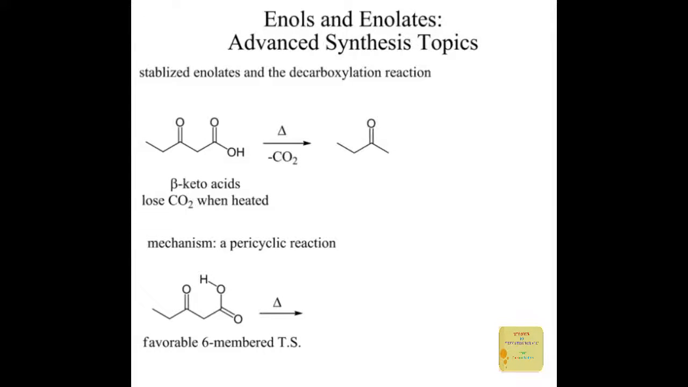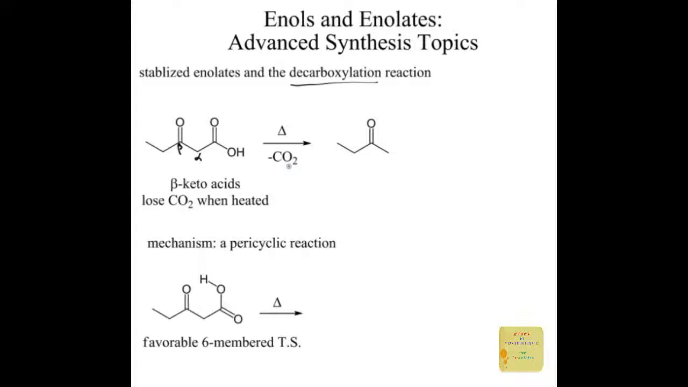Now let's talk about some advanced synthetic techniques that involve enols and enolates. There's one that involves stabilized enolates and a reaction known as a decarboxylation reaction. Okay, so let's do this decarboxylation reaction first. If you have a beta keto acid, so in other words a carboxylic acid that not in the alpha position but in the beta position, you have a carbonyl. We call that a beta keto acid for short.